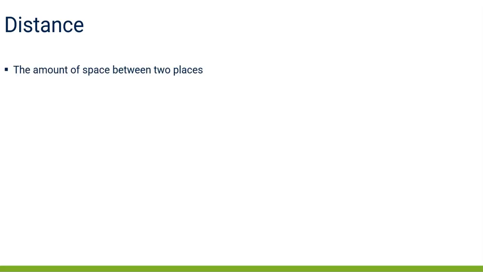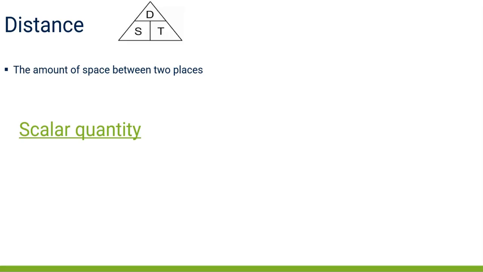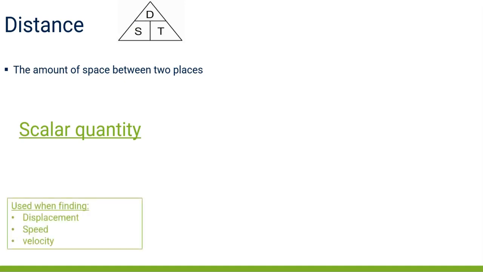Distance can be defined as a space between two given areas. It is a scalar quantity, meaning that it has a sense of magnitude and not direction. It is usually measured in meters for short distance events and is found through the product of speed and time. Distance is crucial within sport analysis as it can be used to monitor things like intensity and capabilities of an athlete. It can also be used to find displacement, speed, and velocity, which I will cover in later slides.